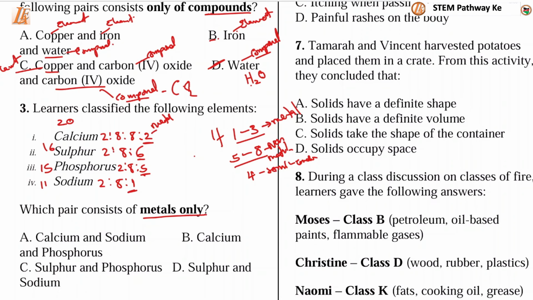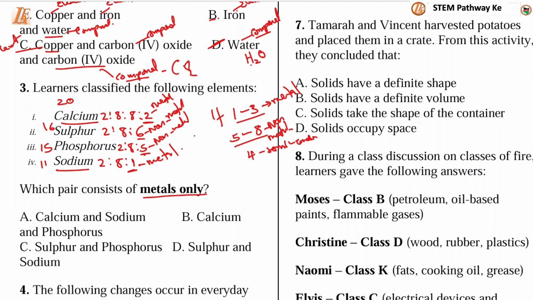The second one we have 6, a non-metal. This is a non-metal. The third one, phosphorus, we have 5. This is also a non-metal. Then the fourth one, which is sodium, has only 1. So this one is also a metal. So in this case, it's sodium and calcium which are metals. Therefore, the correct answer is A, where we have calcium and sodium.